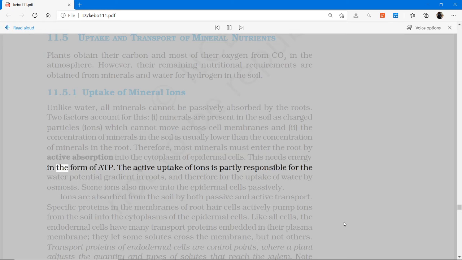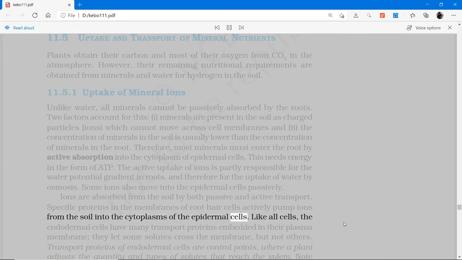This needs energy in the form of ATP. The active uptake of ions is partly responsible for the water potential gradient in roots, and therefore for the uptake of water by osmosis. Some ions also move into the epidermal cells passively. Ions are absorbed from the soil by both passive and active transport. Specific proteins in the membranes of root hair cells actively pump ions from the soil into the cytoplasms of the epidermal cells.